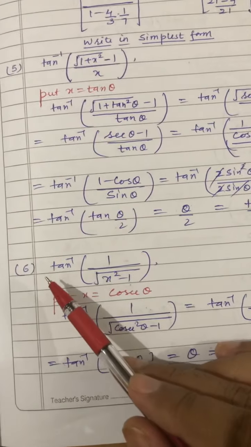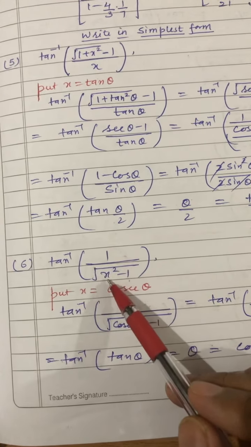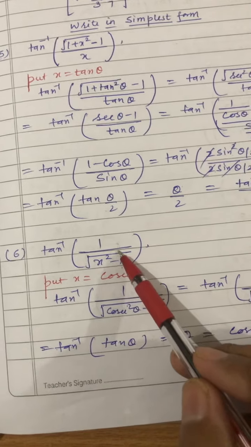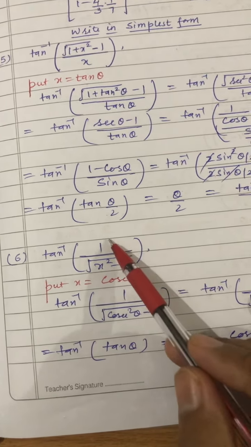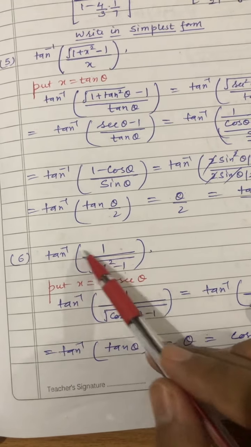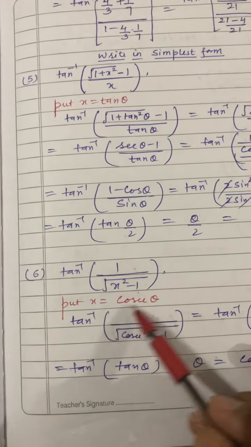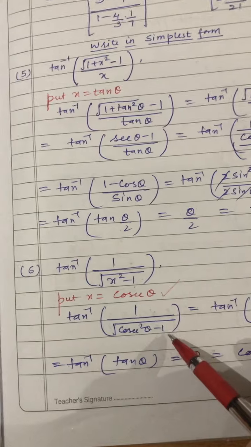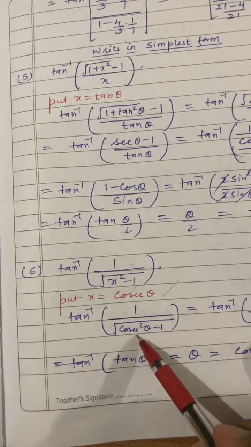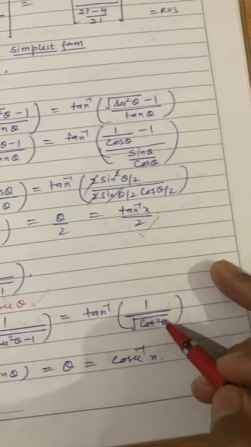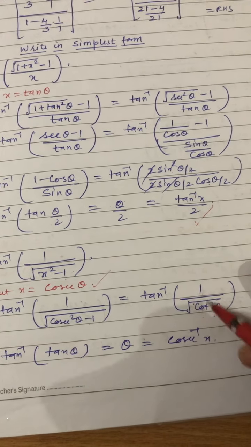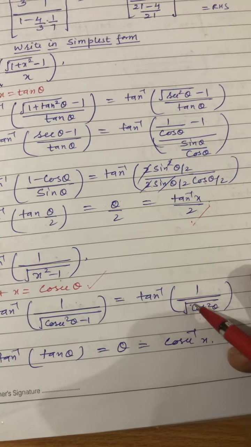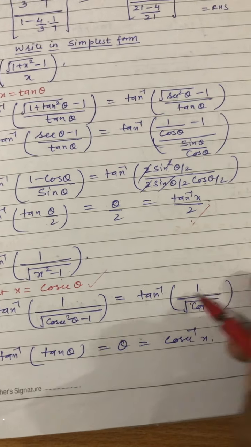Now similarly, question number 6, tan⁻¹(1/√(x² − 1)). Now we have to put such a value so that we can get cot in the denominator. Why cot? Because 1/cot will become tan. Then only tan and tan⁻¹ will cancel out. So if I put x as cosec θ here, the square root of cosec²θ − 1 is cot²θ's root. Now 1/√(cot²θ) means 1/cot θ. Root and square cancel out. So 1/cot will be tan θ.